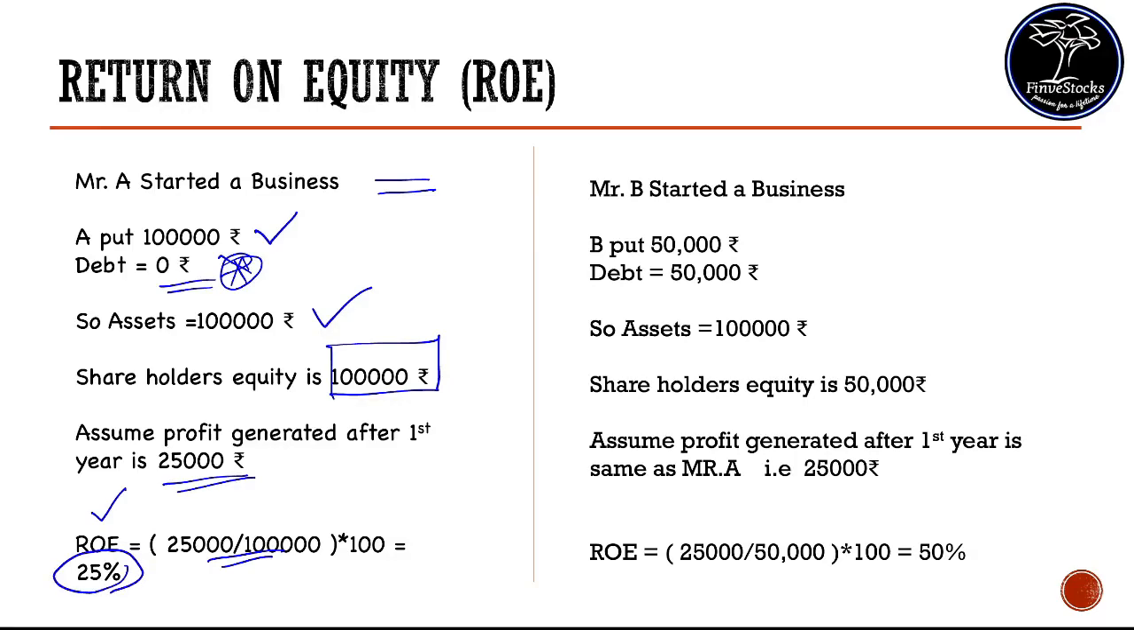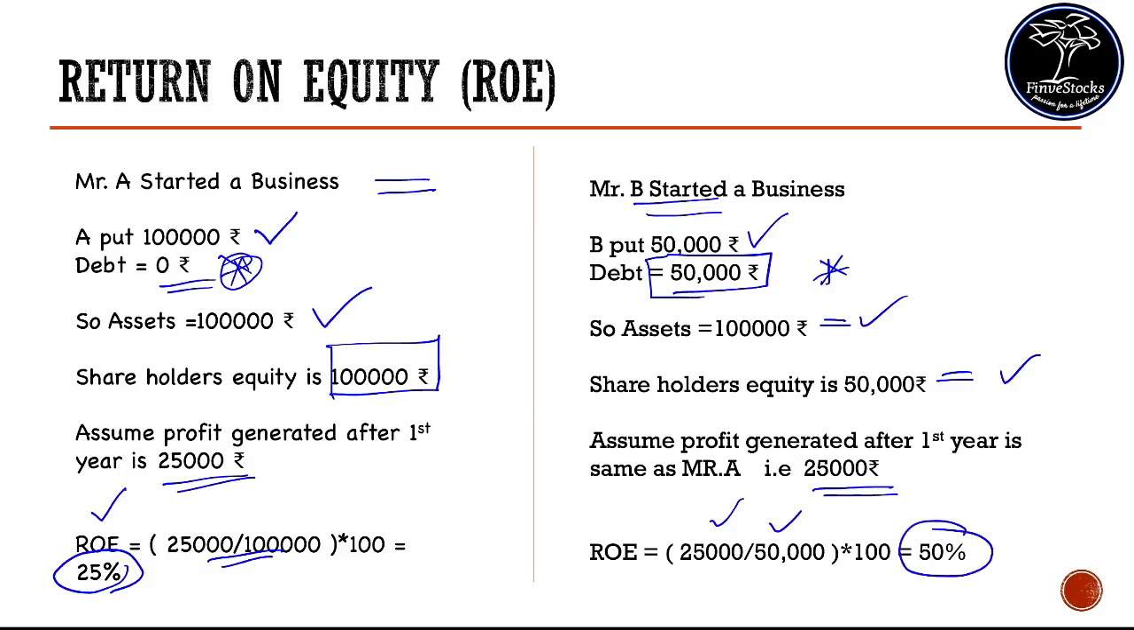Similarly, company B started business by putting 50,000 of its own funds and parallelly took a debt of 50,000. So here also the asset is 1 lakh, but the shareholders' equity is only 50,000 rupees. Assume a similar profit is made by company B, the ROE will shoot up, because ROE is 25,000 divided by 50,000, that is 50%. The higher the ROE the better, but here in this example, it is at the expense of debt. So that is not good.